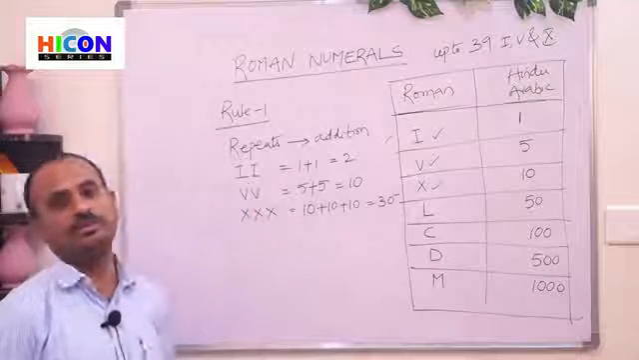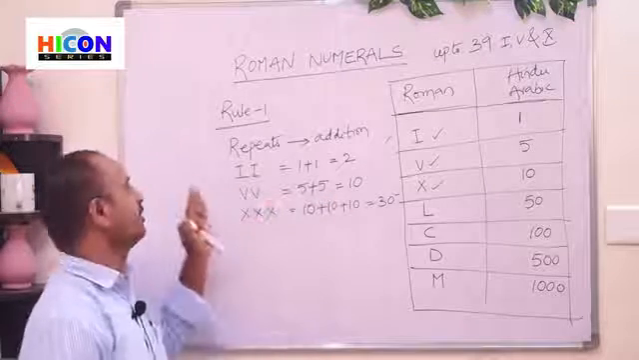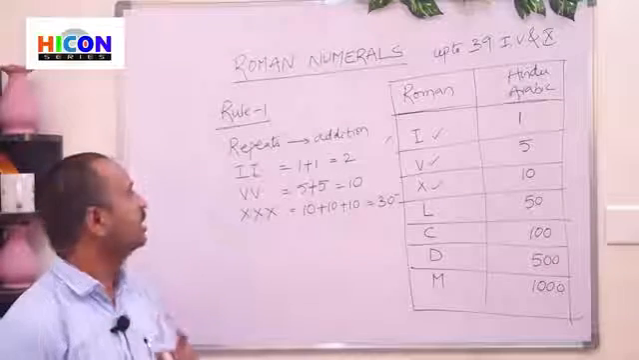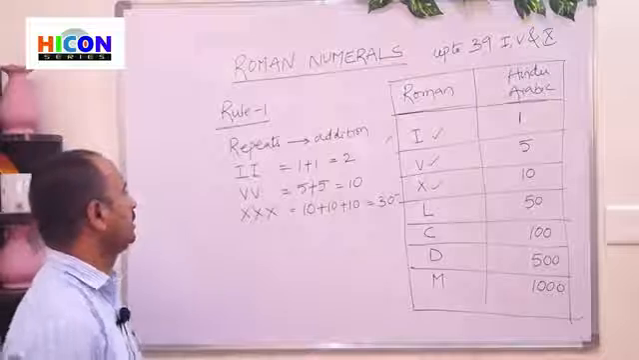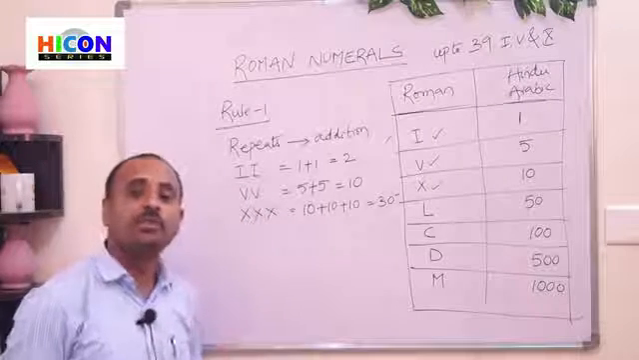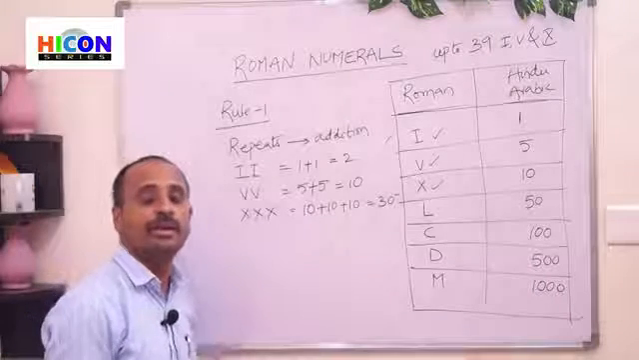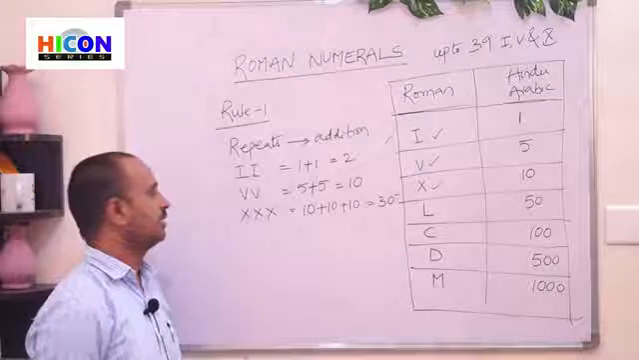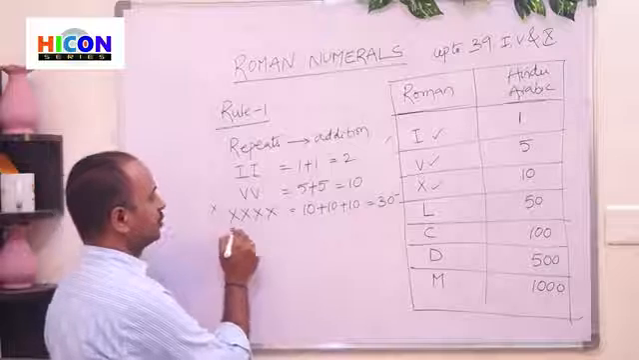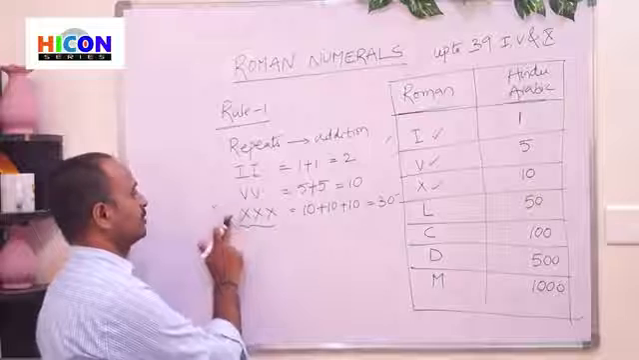So children, this is the first rule while converting Roman numerals into the Hindu-Arabic system. If any numeral is repeated, we have to make addition. And children, keep one more point. I and X cannot be repeated more than 3 times. That means X should not be repeated 4 times. So only I and X should be repeated 3 times at most.